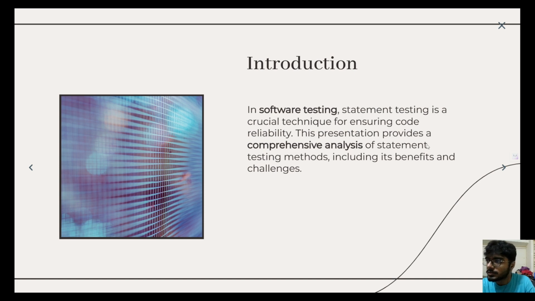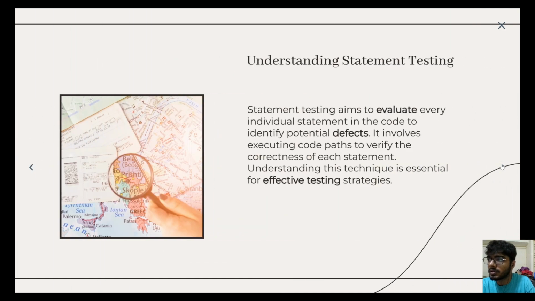Then after that comes the next topic, which is about understanding what statement testing is. Statement testing aims to evaluate every individual statement in the code to identify potential defects. It involves executing code paths to verify the correctness of each statement. Understanding this technique is essential for effective testing strategies.